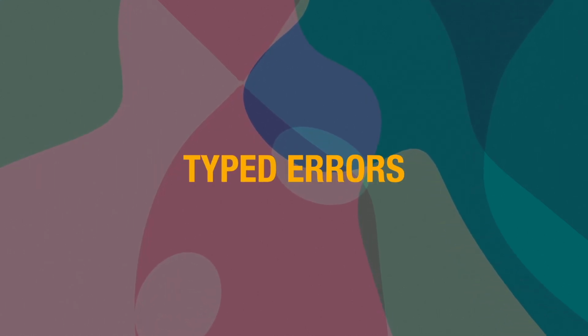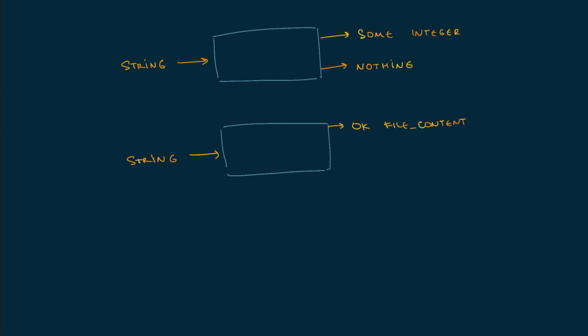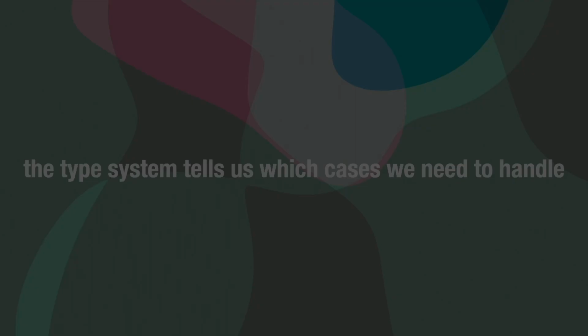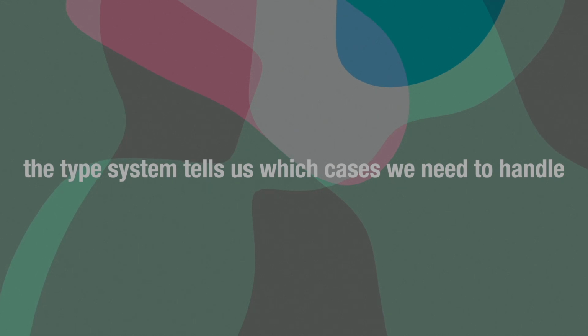We talked a lot about typed errors in other lessons, but here are a few reminders. We can use optional to model missing values. For example, a function that extracts an integer from a string can return an optional integer because not every string contains an integer. Or we can use result or either to model more cases of failure. For example, we can have a result with variants like okay with the content of the file, error with a missing file name, or error with an empty file. And we have to handle all the cases, and so on. When we use typed errors, the type system tells us which cases we need to handle. We don't need to worry about missing errors or handling errors we've already handled.